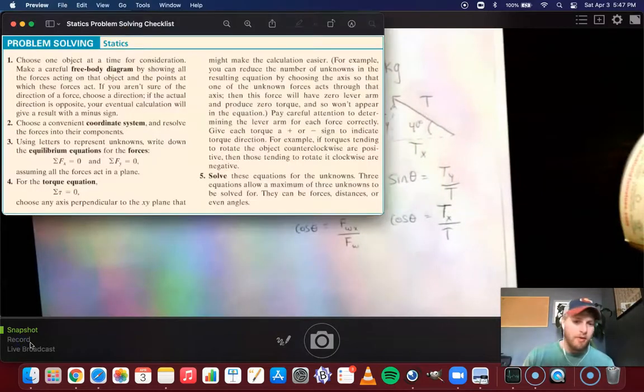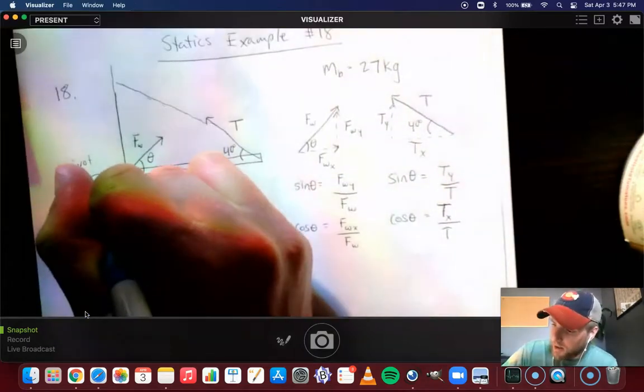Okay, so at this point you might feel a little bit lost. This is where we want to go back to our checklist. What's next? It says using letters to represent unknown forces, write down the equilibrium equations for these forces. So let's go ahead and do that. We want to write down the sum of the forces in the x direction.